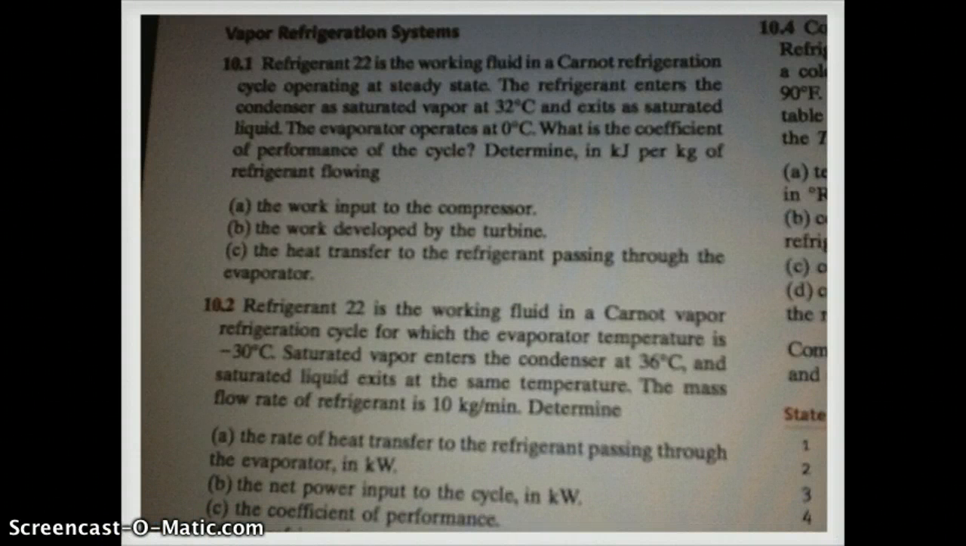Alright, we're going to work on problem 10.1. You can read it here. There's part A, part B, and part C. Let's start. So part A asks us to find the work input to the compressor.